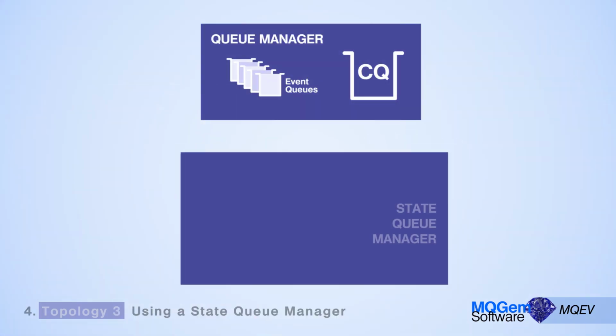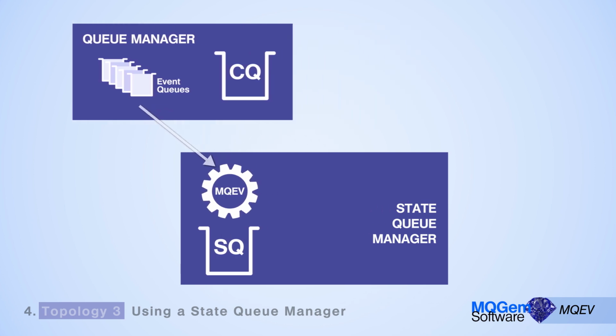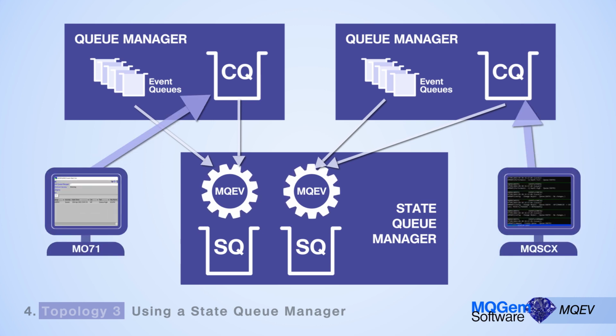The third approach is to use a state queue manager where MQEV is run and the state queue is held. MQEV then connects as a client to the monitored queue manager to read the event queues. This state queue manager could be dedicated to run all your MQEV instances, one for each monitored queue manager. As before, commands are sent to MQEV via the command queue hosted on each monitored queue manager and read by MQEV over the client connection. Administrative tools do not connect to the MQEV state queue manager. This is the best topology option when running MQEV local to the monitored queue manager is not appropriate or possible.